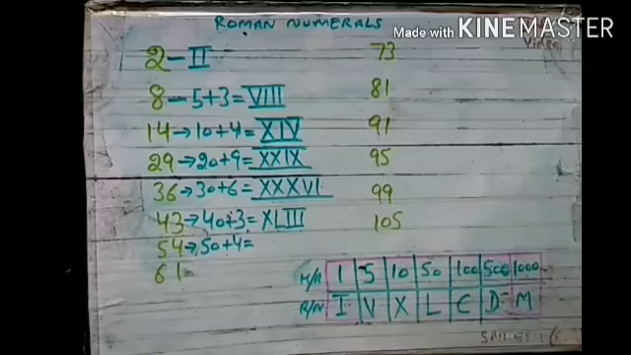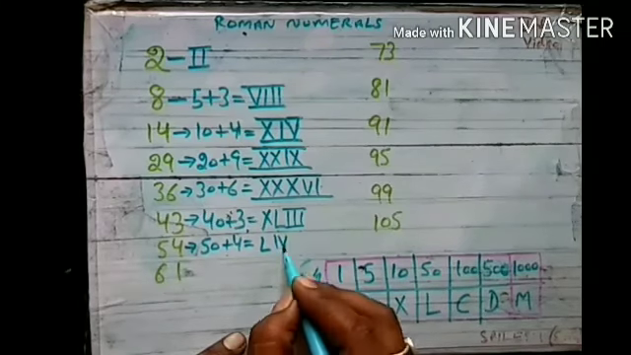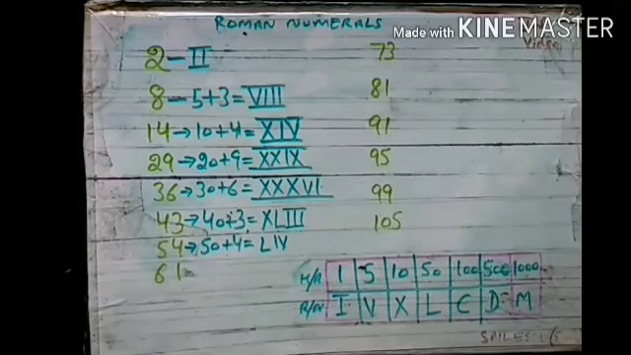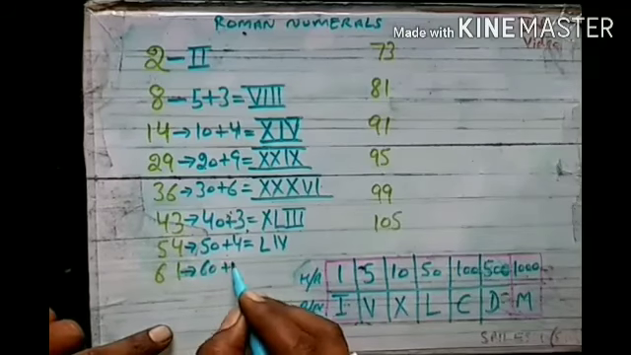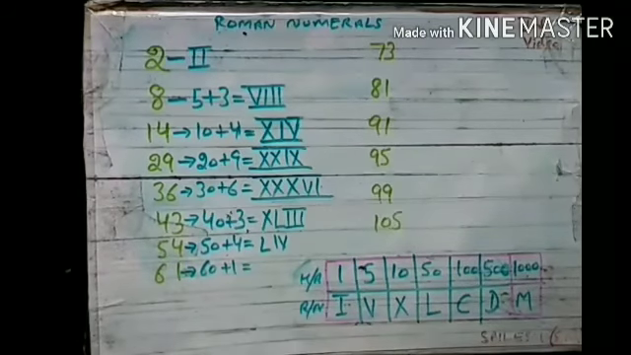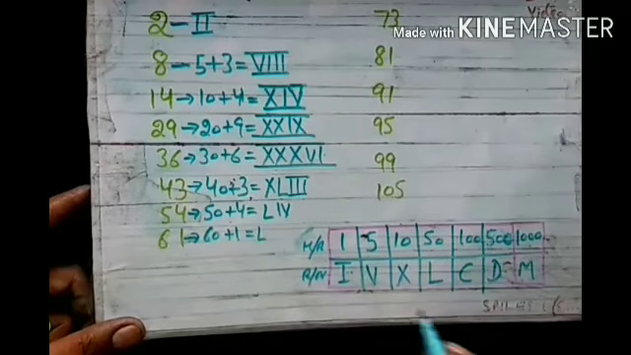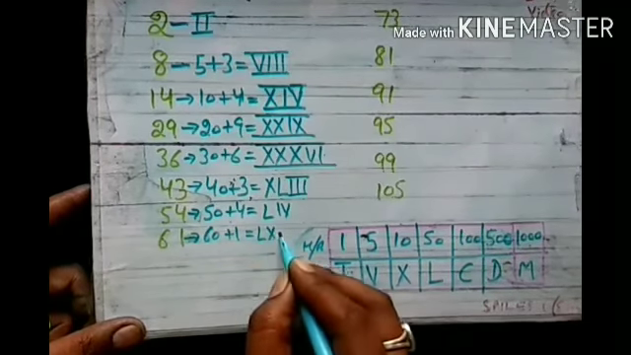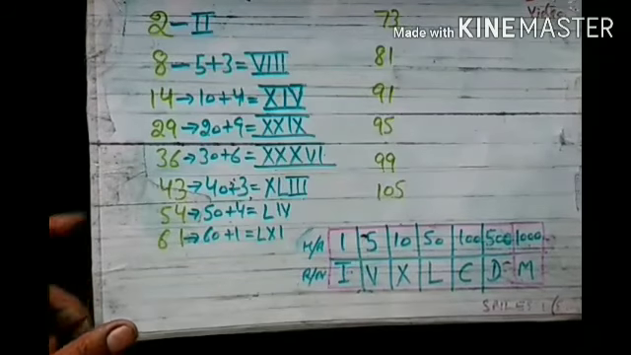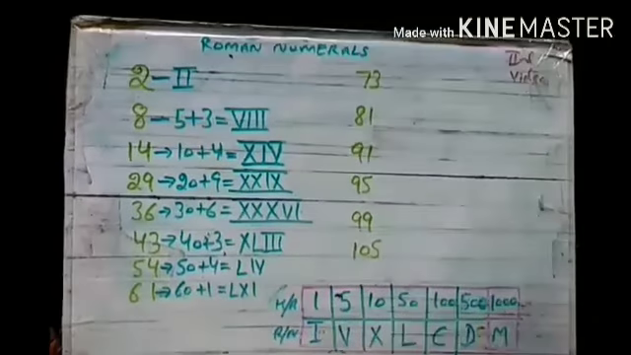Now 54. 54 means 50 plus 4. What is the symbol for 50? That is L. And I have to add 4. Therefore I will write this. Now this is the symbol for 54. Now 61. 61 means 60 plus 1. So what is 60? 60 means 50 plus 10. The symbol for 50 is L and I have to add 10. 10 means X and I have to add 1. Therefore LXI is the required Roman numeral for 61.